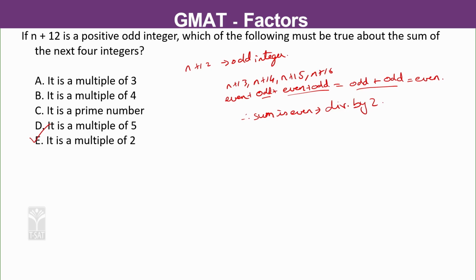The sum is even, but you cannot say that it is divisible by 4; it could be or it could not be. And if you check the sum of the digits, we do not know anything about the digits. So, we cannot comment on whether it is a multiple of 3 or a multiple of 5, but we can definitely say that since the sum is even, it is divisible by 2. Let us look at the next question now.